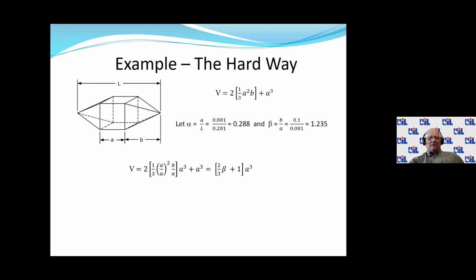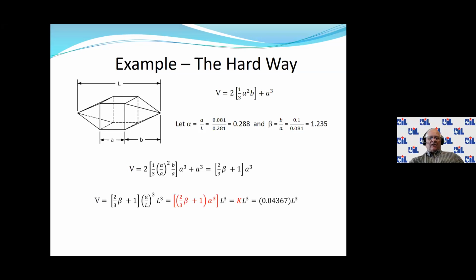So what I can do is take my volume formula and recast it by writing it in terms of A cubed. I multiply and divide both sides of the pyramidal volume by A squared, and then do some rearranging to get my B over A. What I wind up with is 2/3 beta plus 1, times A cubed. So beta is a constant, and the stuff in the square brackets is a constant. That's my constant of proportionality, which I could calculate. And then I have A cubed. So I'm writing the volume as a proportionality as a function of a side dimension A cubed.